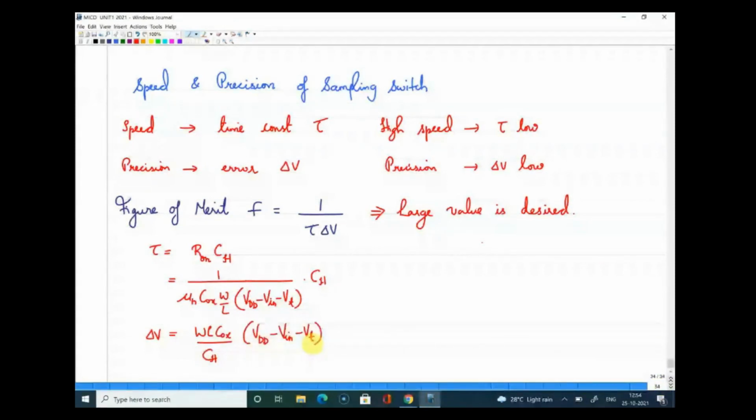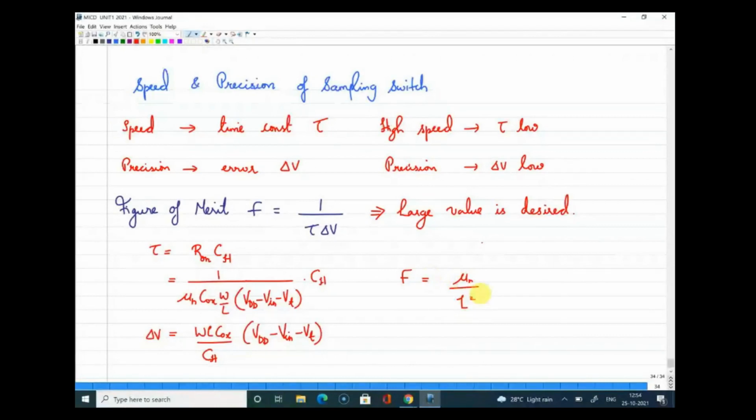Now, with these two, we can get the figure of merit value, and if you substitute these two, you will get mu_n divided by L squared. You can just substitute and see, because all the other terms will get cancelled: VDD minus V_in minus VT, Cox, W, and C_H will all cancel. So F will be equal to mu_n by L squared. Right.